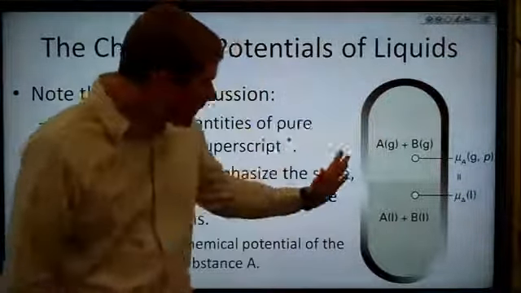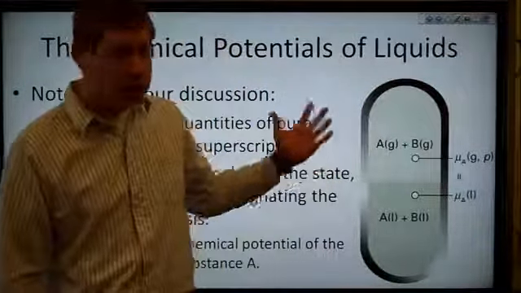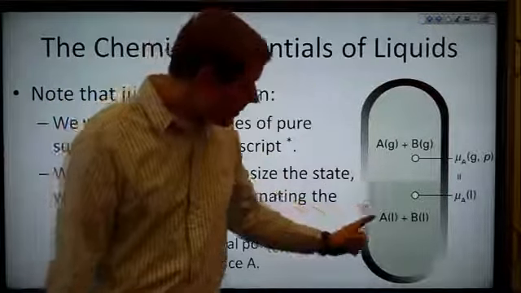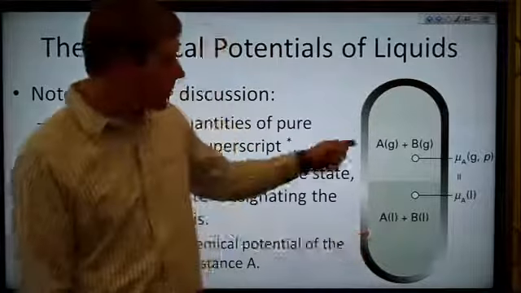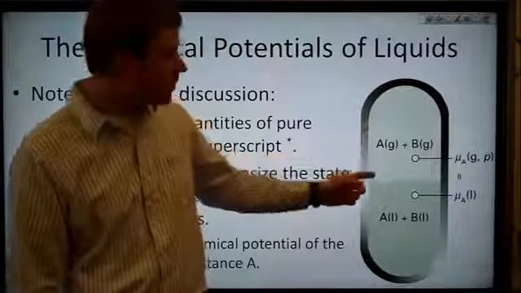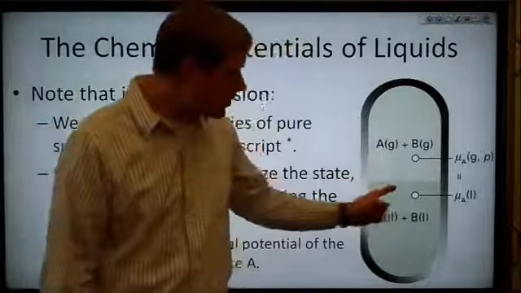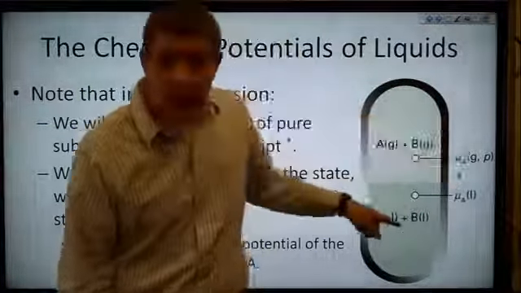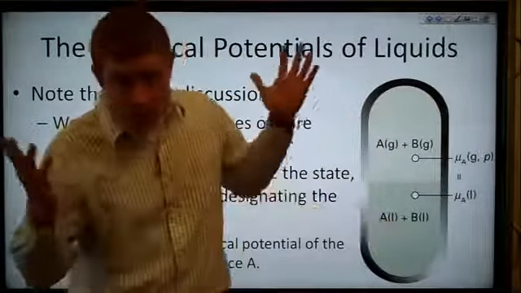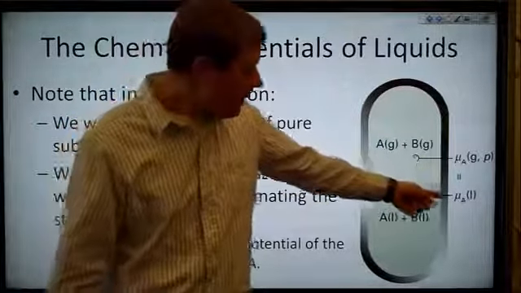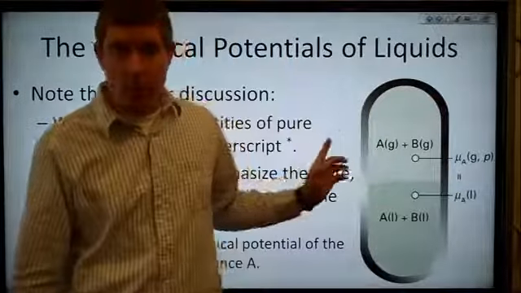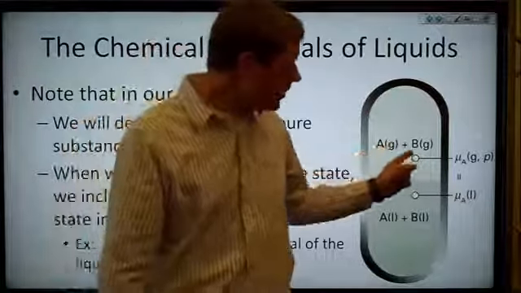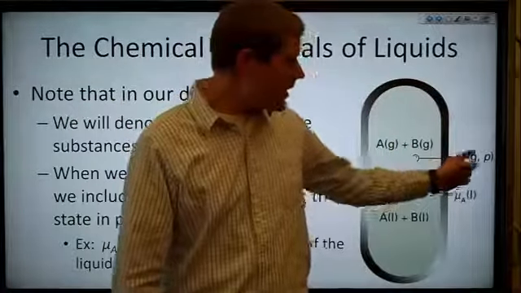So over here, we've got sort of a generic container. We have some mixture of A and B in the liquid phase. We've got some mixture of A and B in the gas phase. And we have the chemical potential of A in the liquid phase. Note that here, because A is no longer pure, we're assuming that we have some amount of B present, we're writing the chemical potential of A no longer with the superscript star, because it's not pure anymore. A is not pure. And we also have a chemical potential of A in the gas phase at some pressure P.